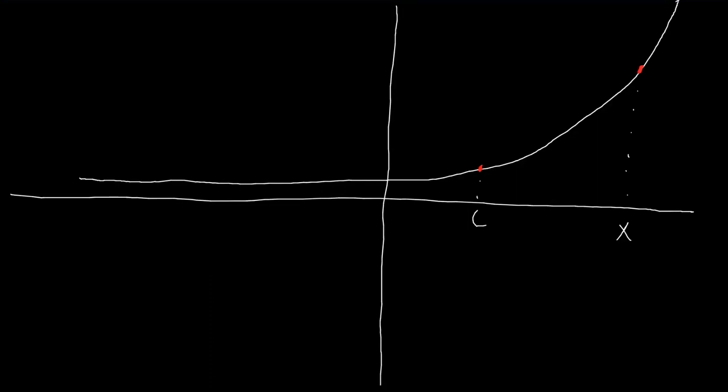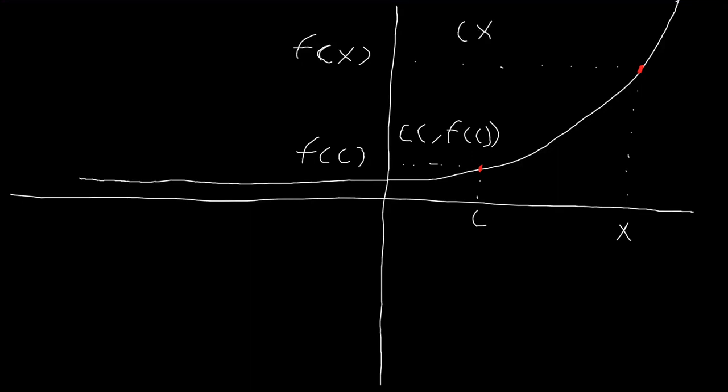So the Y value is just going to be f of c for the point C. And the same logic applies to the point X. So the Y value is just going to be f of x. So let's write out the coordinate pairs for each of these points. So instead of x comma y, it's going to be c comma f of c. And for x, it's going to be x comma f of x.